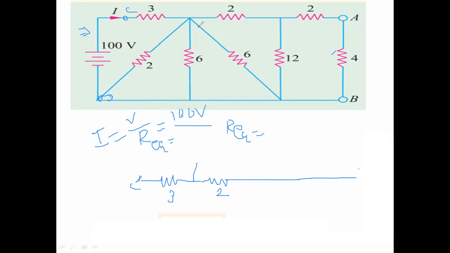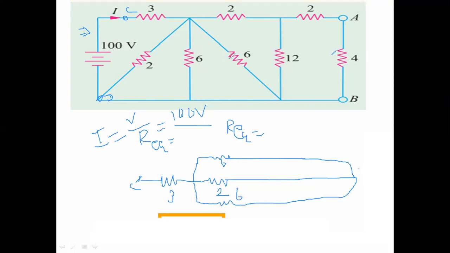From this joint position, again we have a 6 ohm resistor. Through this 6 ohm resistor, we are reaching D. Consider that D is the same throughout this circuit. So this 6 ohm is connected to D, from this point again a 6 is connected to D, and this is also 6.